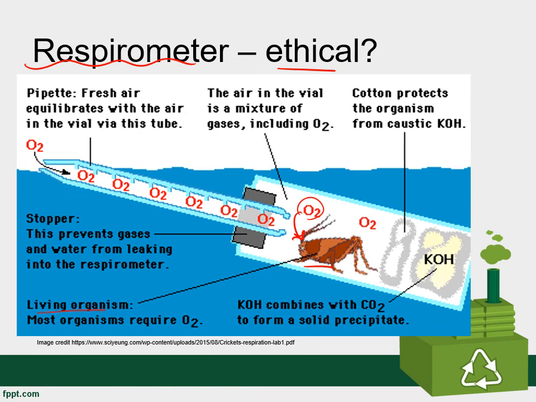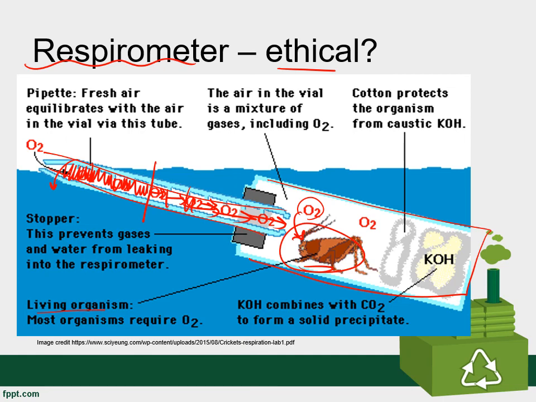We're going to take this vial, add a tube, and submerge this tube under the water. So now there's a little bit of water here. As the cricket uses the oxygen, the water is going to get pulled in, and then we can measure how fast the water is moving through the tube. That'll tell us how quickly the cricket is using that oxygen gas.